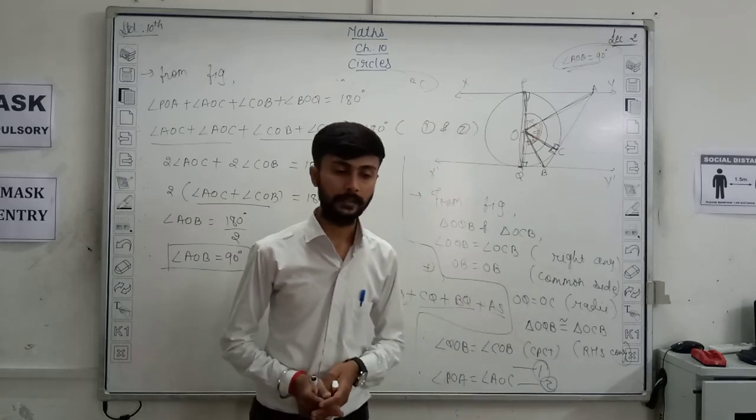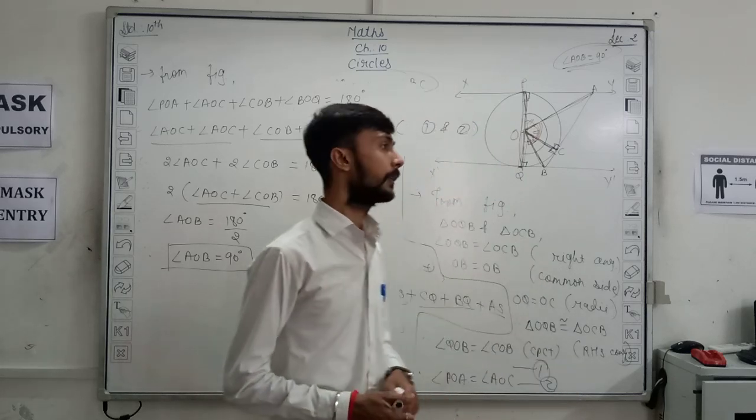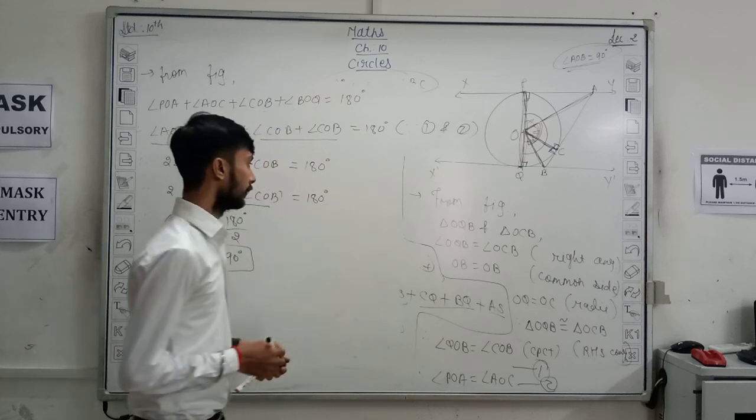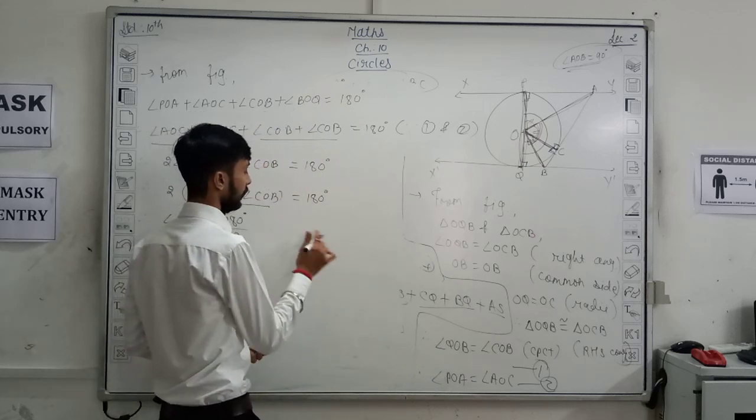Okay, so that's what we will see next lecture, and only 4 sums are there in your chapter: 10, 11, 12 and 13. Okay, so in next lecture we will complete it.